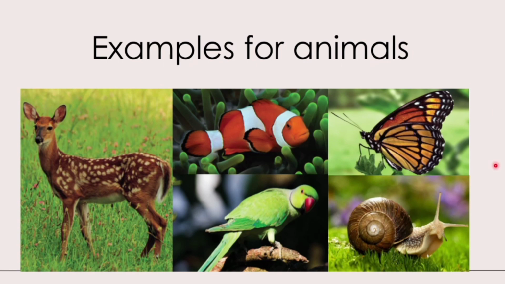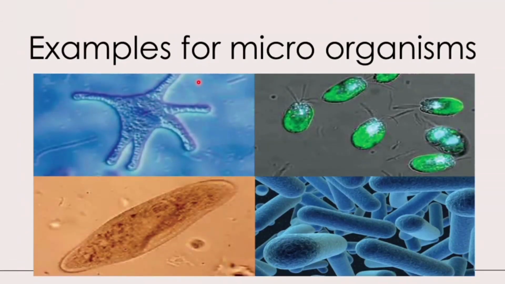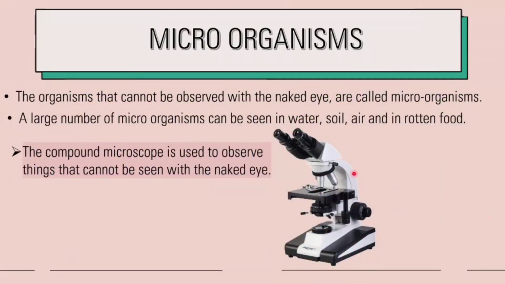Okay. Now let's see the examples for microorganisms. Amoeba, chlamydomonas, paramecium, and bacteria are some examples for microorganisms. Okay, and what are microorganisms? Do you know the answer? Okay, let's see the answer. The organisms that cannot be observed with our naked eye are called microorganisms. A large number of microorganisms can be seen in water, soil, air, and in rotten food. The compound microscope is used to observe the things that cannot be seen with our naked eye.